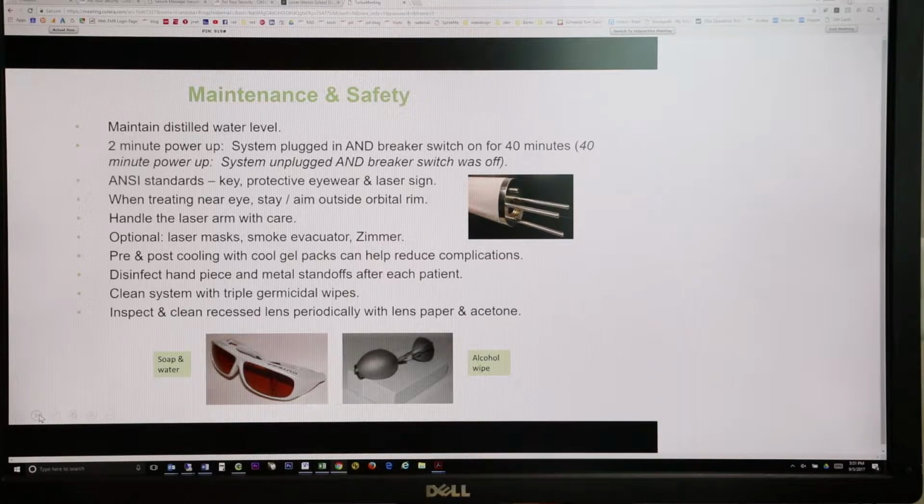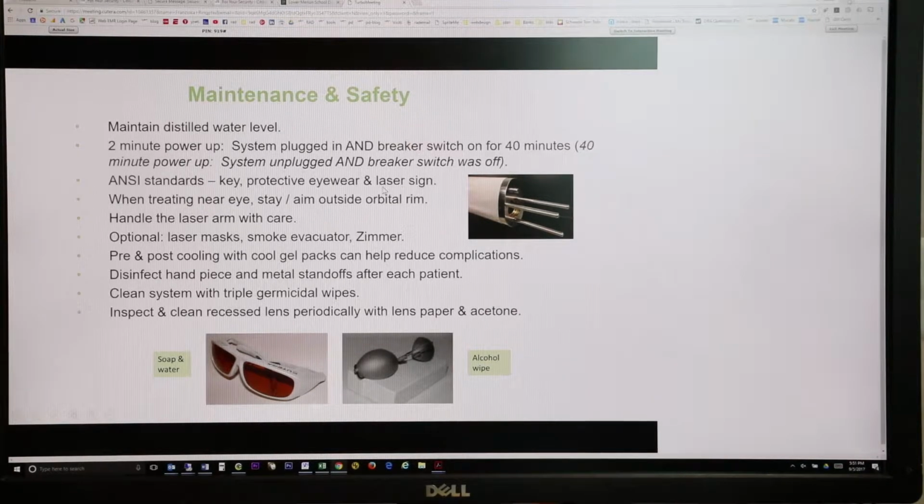She'll point out where the distilled water is. She'll point out where the breaker switch is. There is a warm-up. You should plug your system in for about 30 minutes before you start your day. Plug it in with the breaker switch up, and then when you're ready to turn on, it should have a very short power up time if the breaker switch and the plug was in place, right?